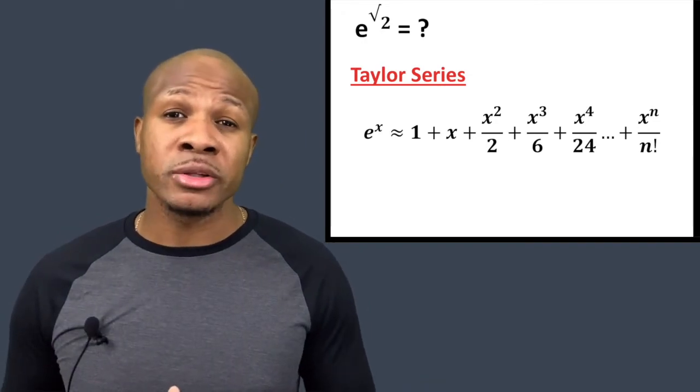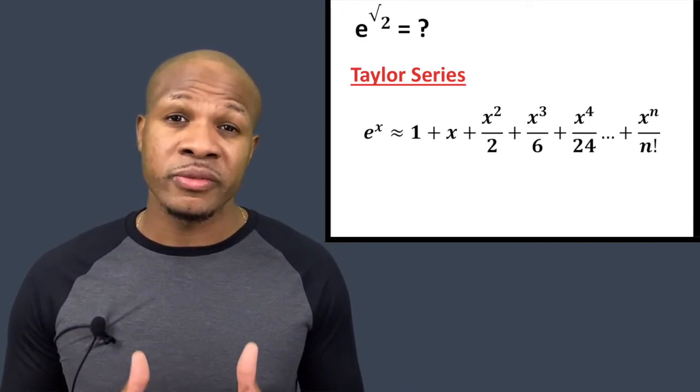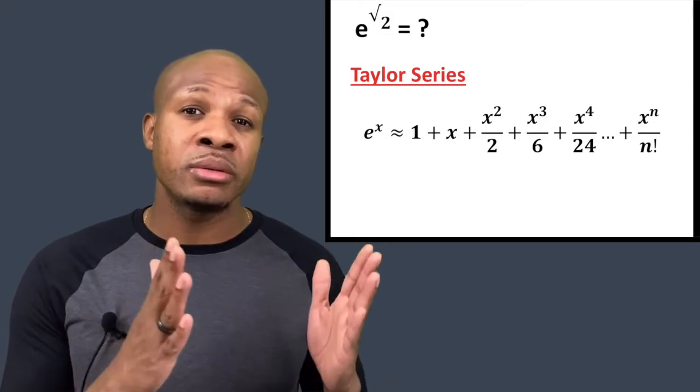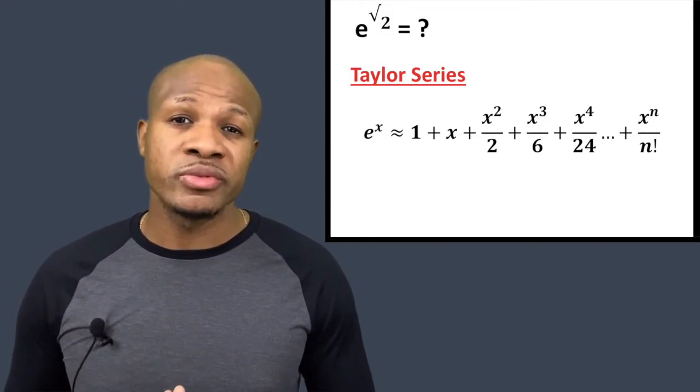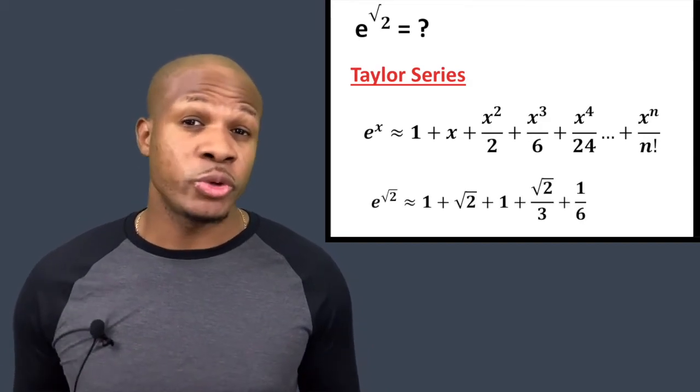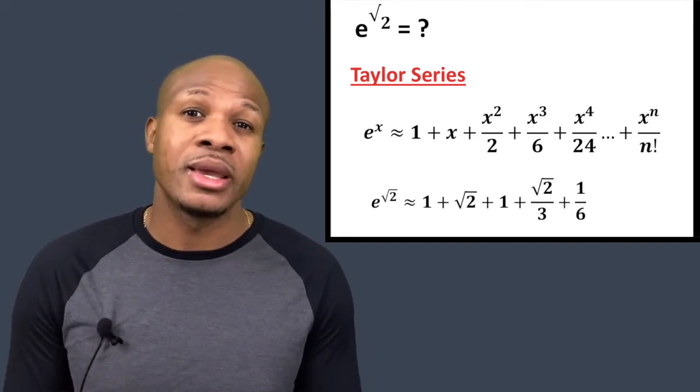Let's use this polynomial to approximate the value of e to the square root of 2 by keeping the first 5 terms of the polynomial. So let's go ahead and plug in the square root of 2 into this polynomial, which we know how to do because we know how to multiply and add numbers.